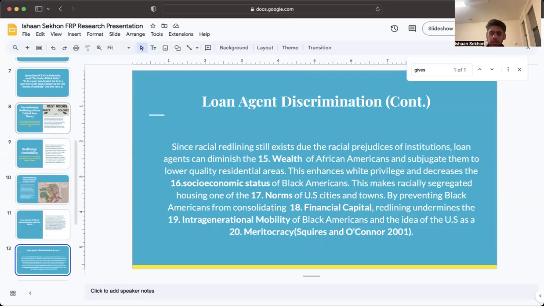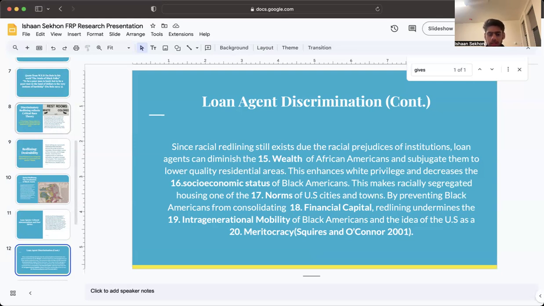So this is part two of the slide that came before. Loan agent discrimination continued. Since racial redlining still exists due to the racial prejudices of institutions, loan agents can diminish the wealth of African Americans and subjugate them to lower quality residential areas. This enhances white privilege and decreases the socioeconomic status of Black Americans.